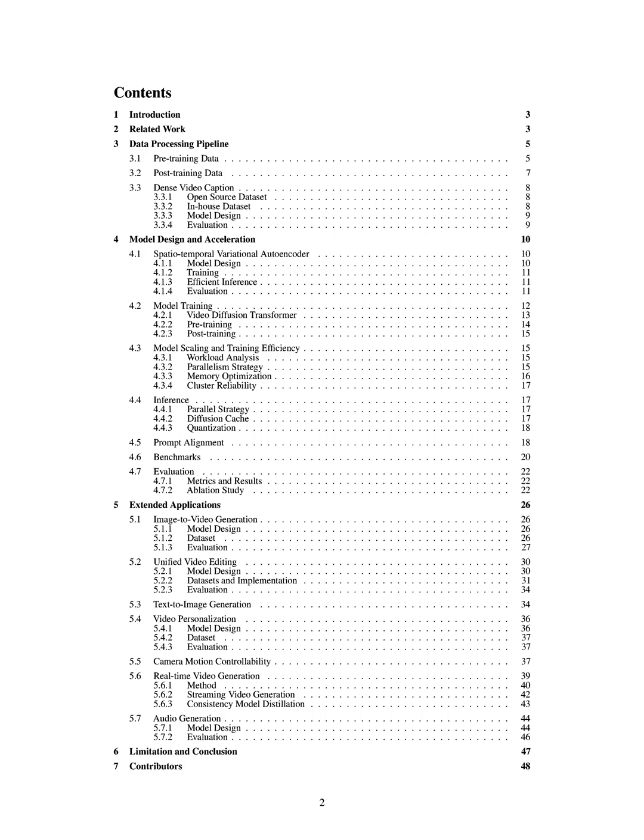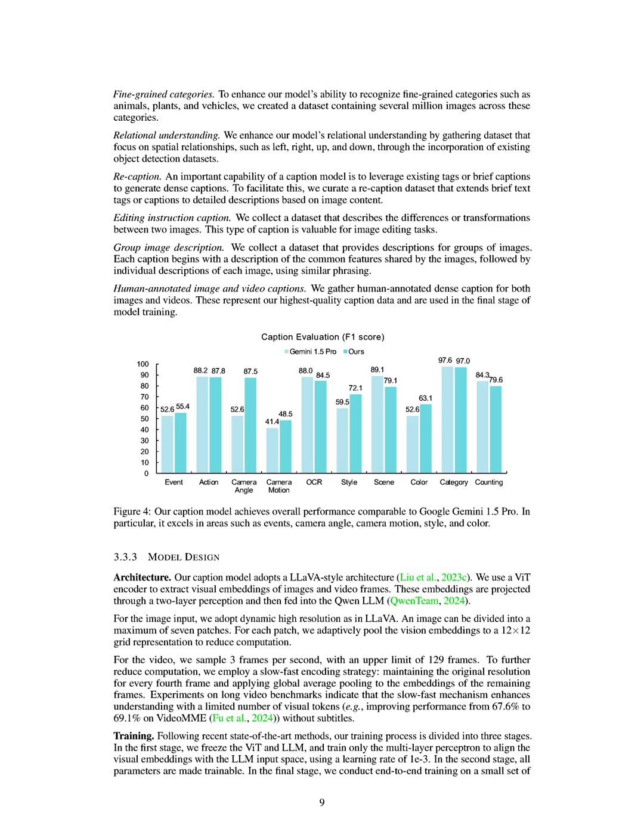The WAN model was validated through extensive experimentation across various tasks, utilizing large-scale datasets comprising billions of images and videos, amounting to trillions of tokens. The evaluation focused on 10 key visual dimensions in video generation, including action, camera angle, camera motion, object category, object color, object counting, OCR, scene, style, and event.